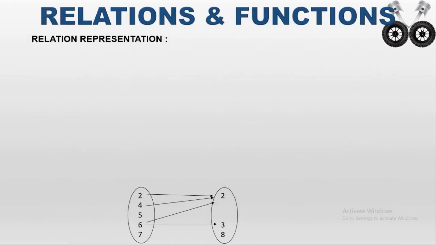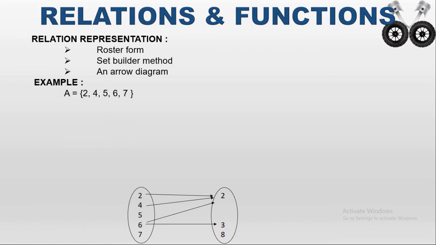So next one is relation representation. We will represent a relation in three ways. One is roster form, another one is set builder method, and the third one is an arrow diagram. An arrow diagram is a visualization method. We will see it visually.